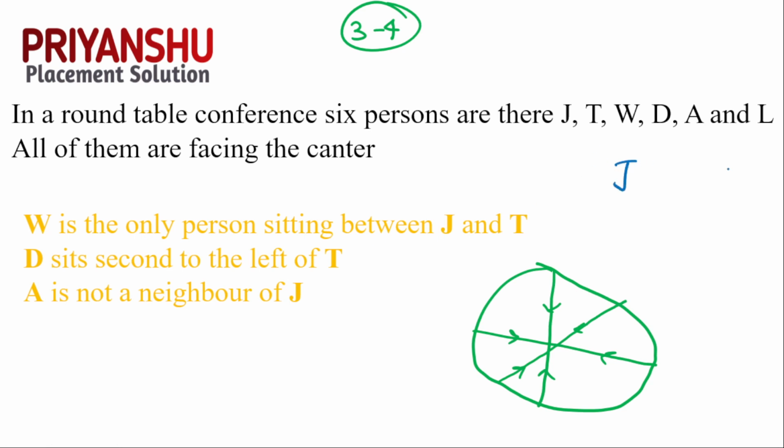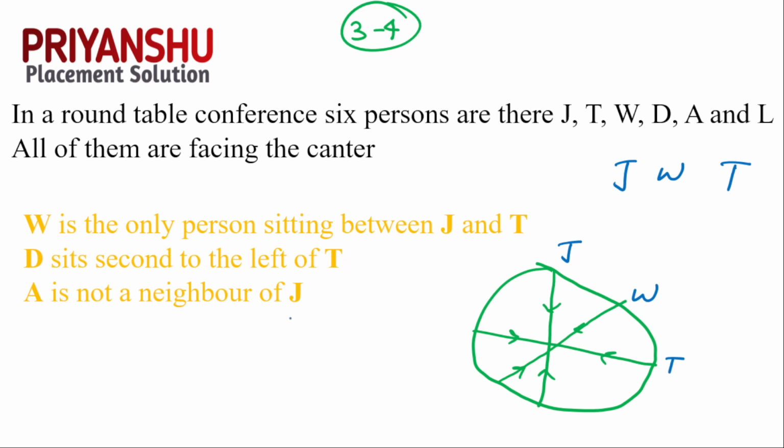So J is here, T is here, and W is always sitting between J and T, right? So let us make, for example, J is here, W is here, and T is here. Just imagine. Let's move to the next. D sits second to the left of T.